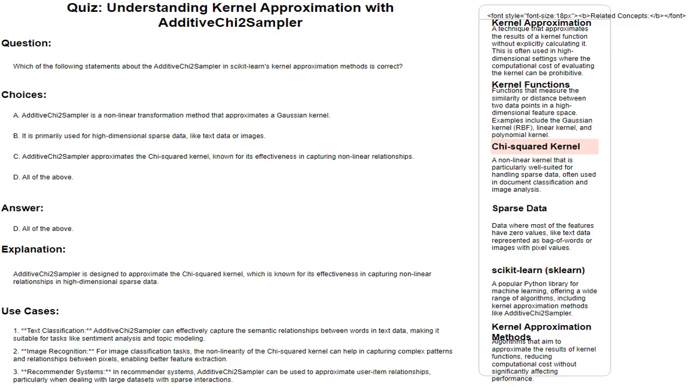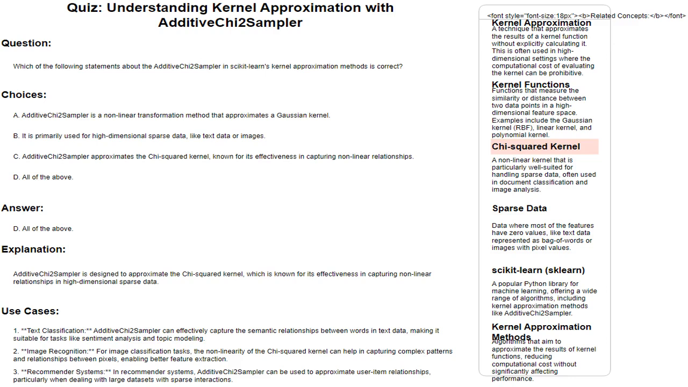Chi-squared kernel. The chi-squared kernel is a nonlinear kernel function that measures the similarity between two data points based on the distribution of their feature values. It's commonly used for sparse data, such as text data or images.